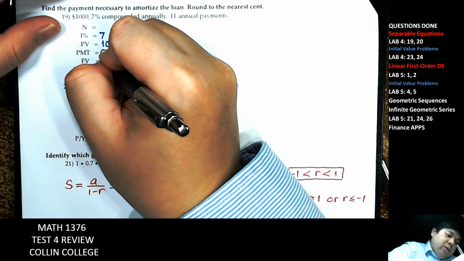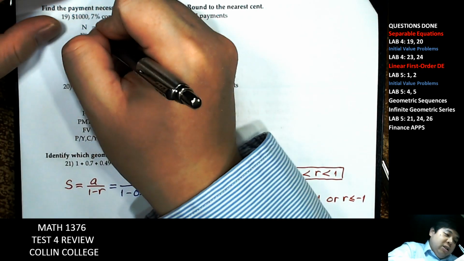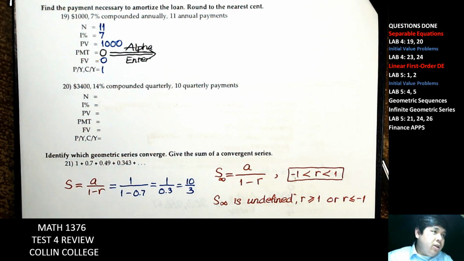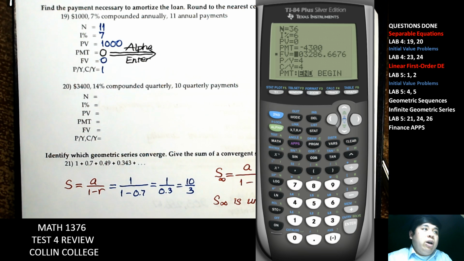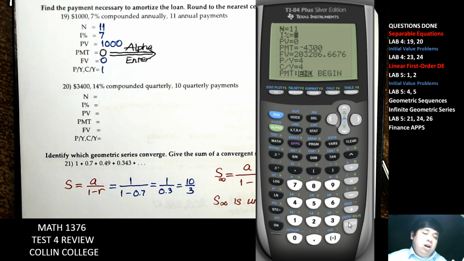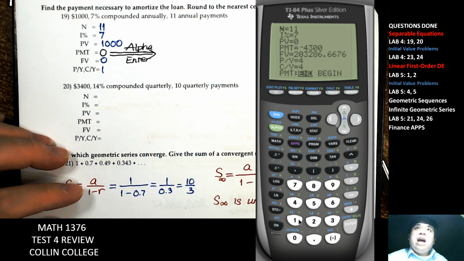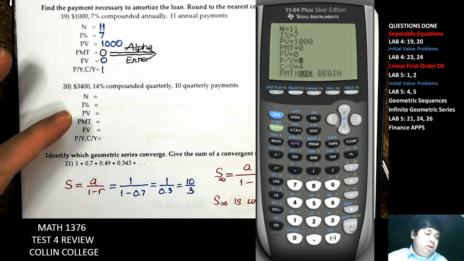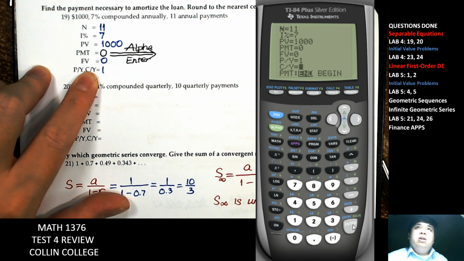Future value doesn't matter, 11 payments. Right. So we put that on the calculator. 11 payments, 7% interest rate. Right now we have $1,000 borrowed from somebody. The payment, leave that 0 at the moment. Our future value 0 and 1 payment a year.